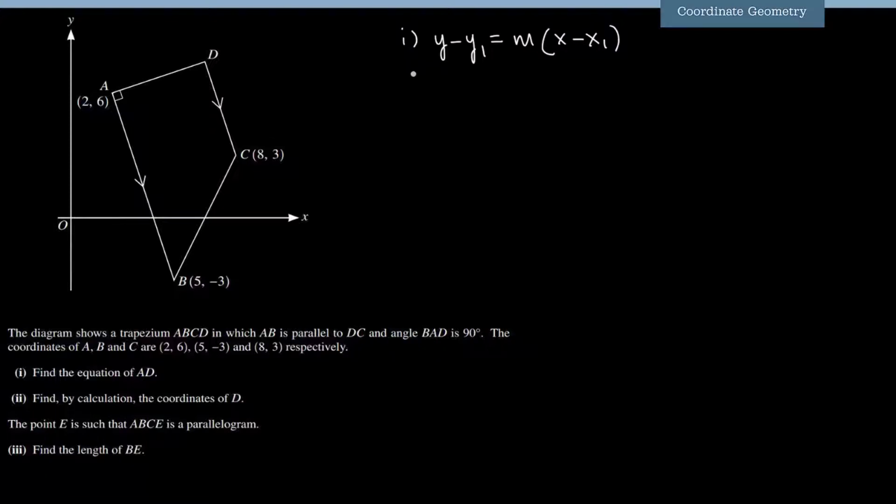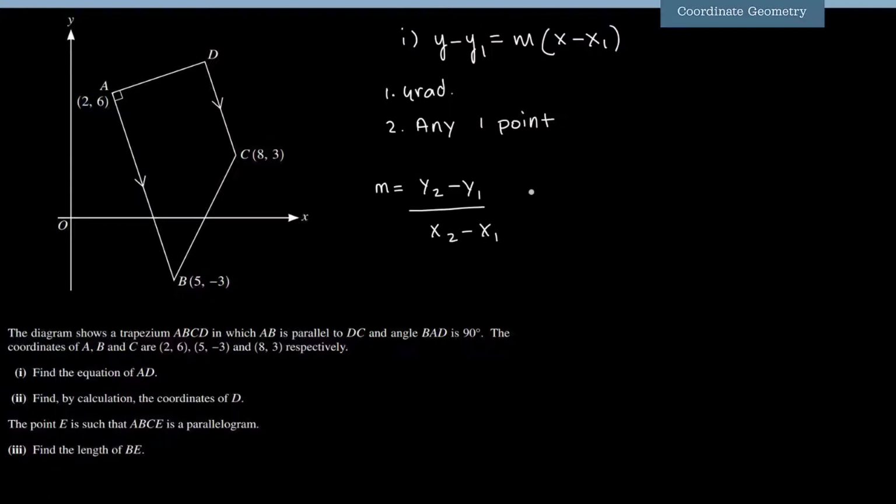In order to use this formula, we need to know two things. The first is the gradient, and the second thing is any one point on the line whose x coordinate and y coordinate are both known to us. Let's first find the gradient. We know that the formula of the gradient is y2 minus y1 divided by x2 minus x1. But I can't use this formula to find the gradient of AD directly because on the line AD, I only know one point, that is (2, 6). I don't know the coordinates of point D or any other coordinate on this line. And in order to use this formula, we need to know at least 2 points on a line.